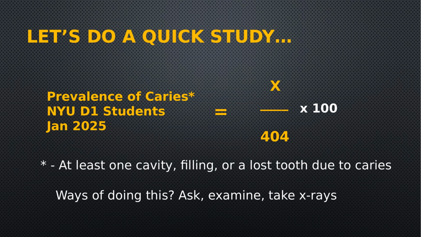If we want to measure caries prevalence among NYU first-year dental students in January 2025, prevalence is the number of students with at least one cavity, filling, or a tooth lost to caries, divided by the total number in the class, 404, and multiplied by 100 to express a percentage. Caries data can be collected by asking students, performing clinical exams, or taking dental x-rays.